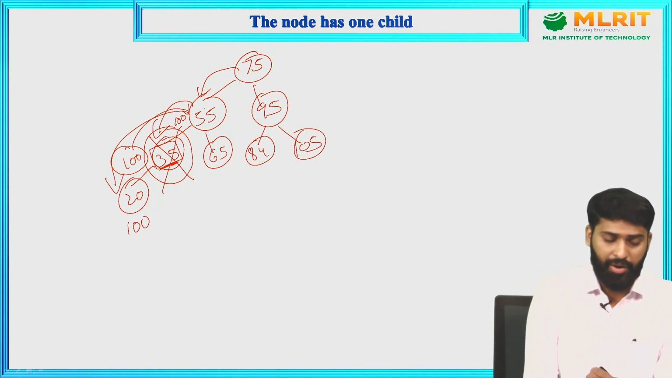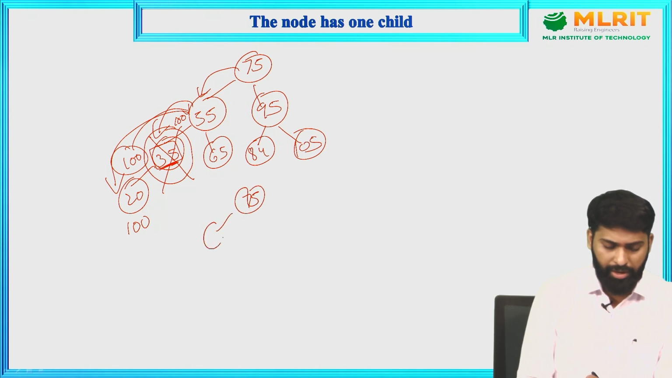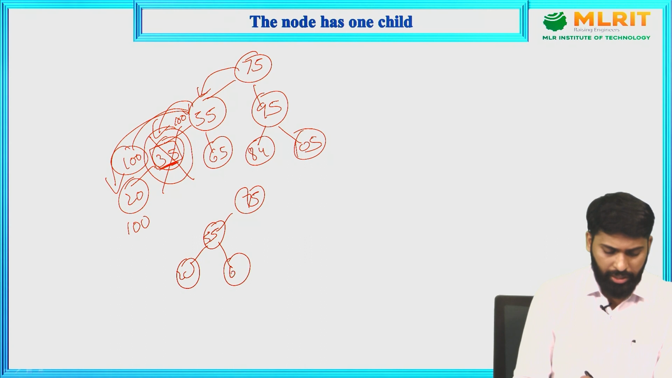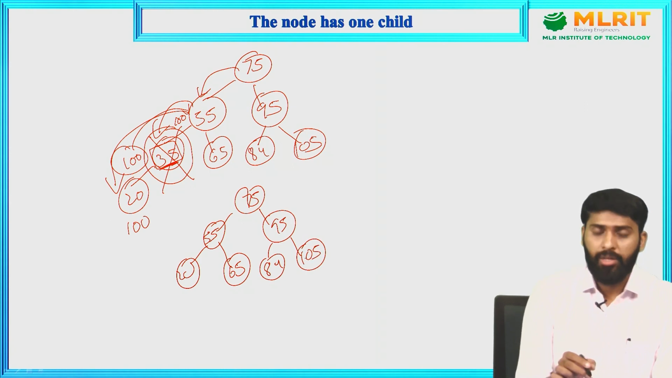75, left is 55, 55 left is 20 now. So 35 will be deleted. 75, 55, 20. The remaining nodes are all the same. Okay, in this way we solve it if the node has one child.